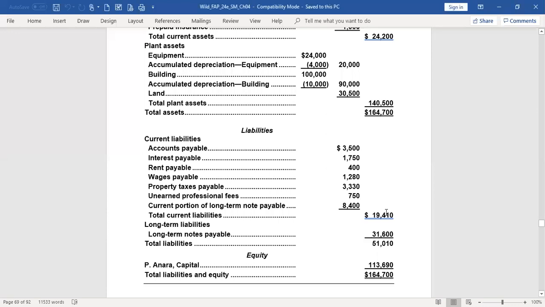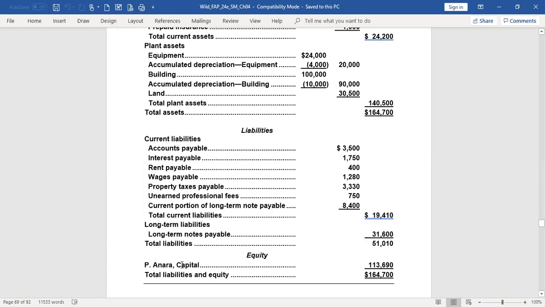We add up our current liabilities, $19,410, label them as such, total current liabilities. Label our long-term liabilities and our long-term notes payable with the dollar amount, $31,600. Add our current liability total to our long-term liabilities to get total liabilities of $51,010. So overall, we're still reporting our assets, we're still reporting our liabilities, we're just classifying them and coming up with totals in each category.